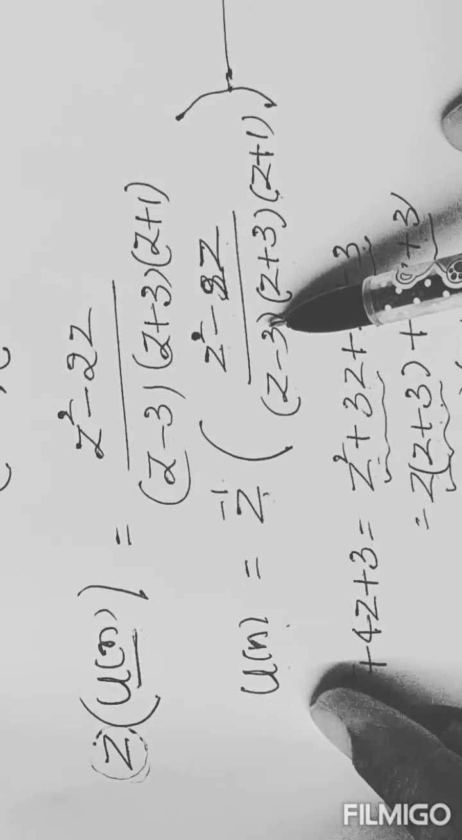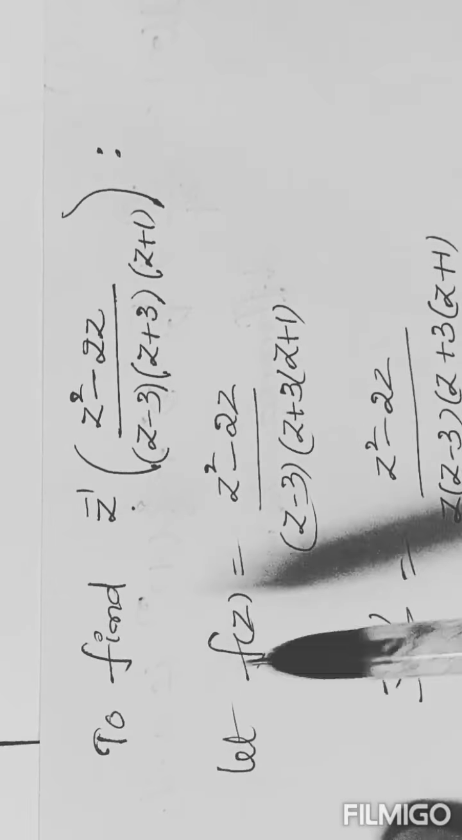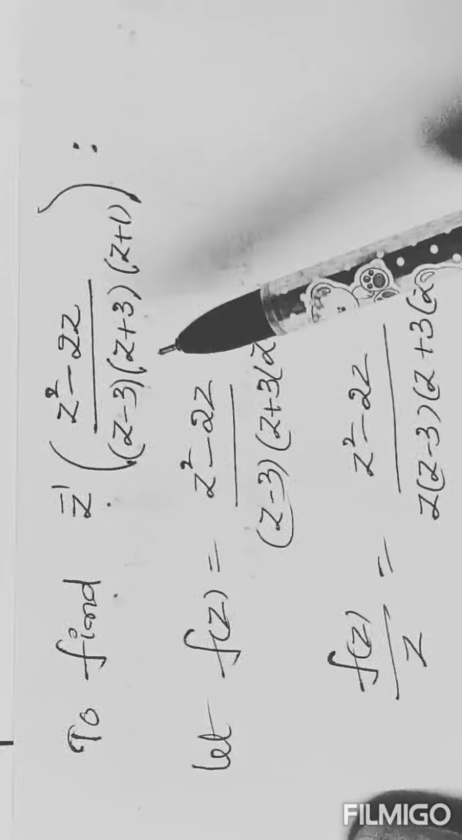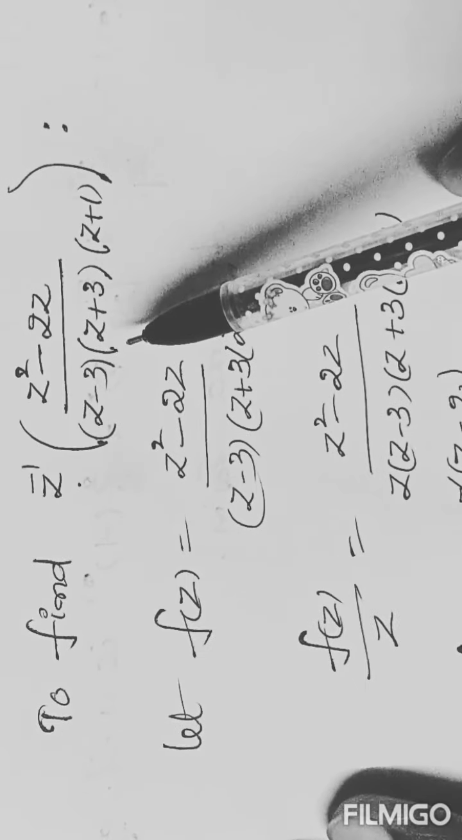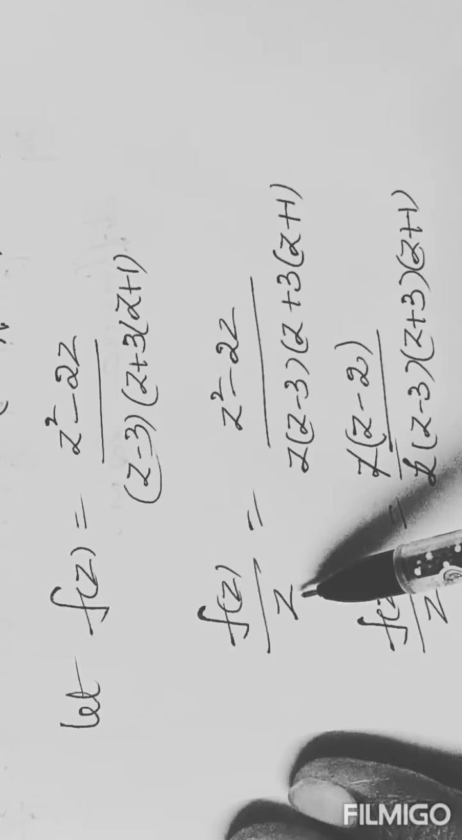So give the name for this equation as number 1. Now to get the solution, first take out Z inverse of z square minus 2z by z minus 3, z plus 3, z plus 1 separately. The present function is defined completely in terms of z, and on this function Z inverse is operated. So its name can be taken as F(z) equals F(z). After that, we divide on both sides by z.